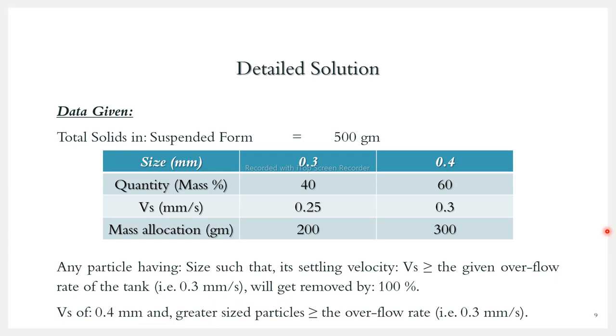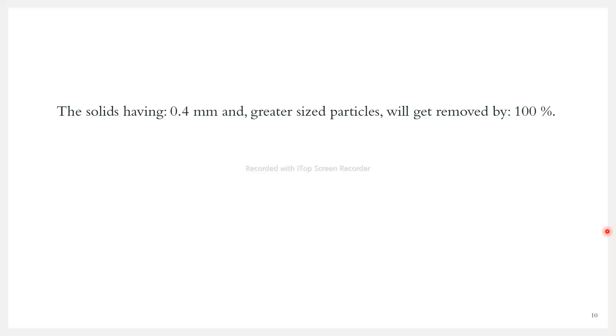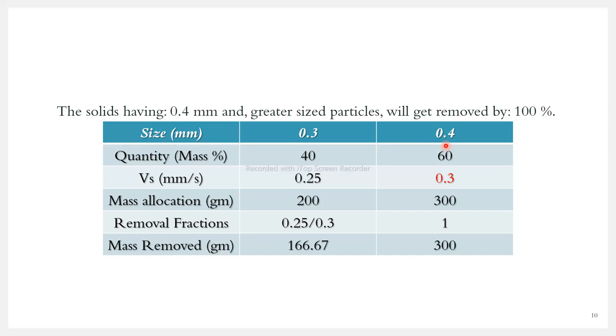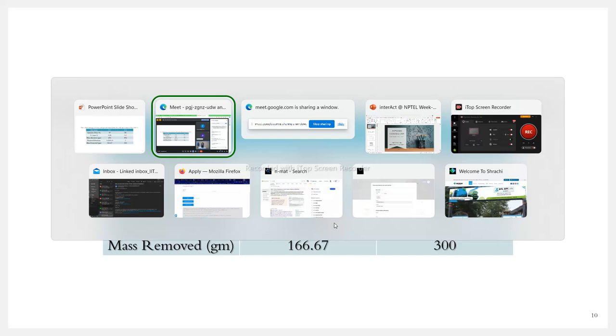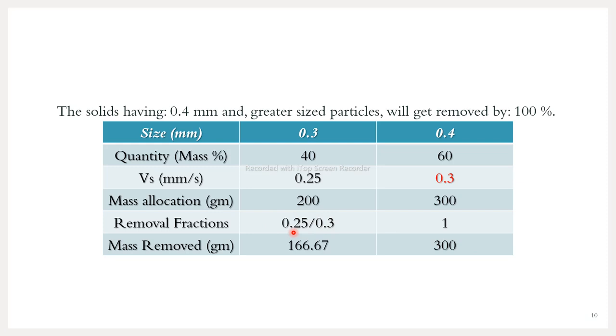Now let's move forward. The solids having 0.4 millimeter and greater size will be removed 100%, as I told earlier, so the mass removal fraction will be 1. For 0.3 millimeter size particles, 0.25 is the Vs and the overflow rate is 0.3, so there will be a ratio. You have probably calculated it as 85%, 83%. I hope it is correct. If you multiply it with the total mass of the 0.3 millimeter size particle, 200 into that 83% becomes 166.67. This is the mass removed of the 0.3.